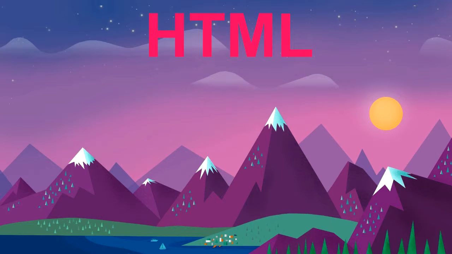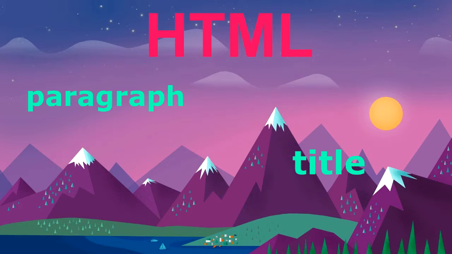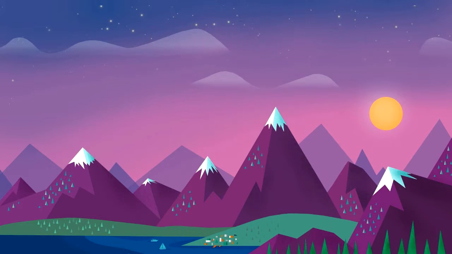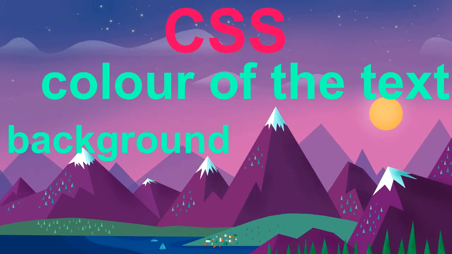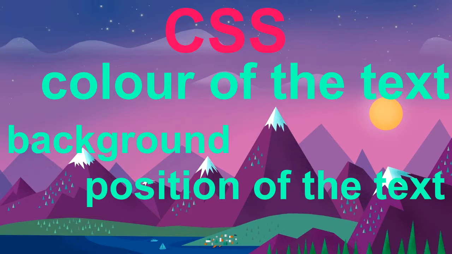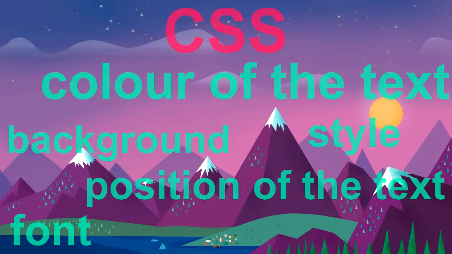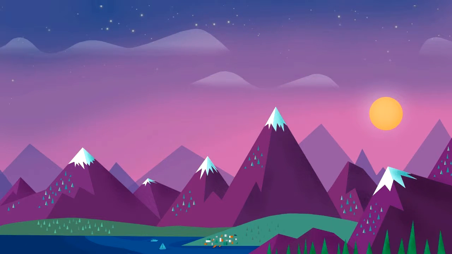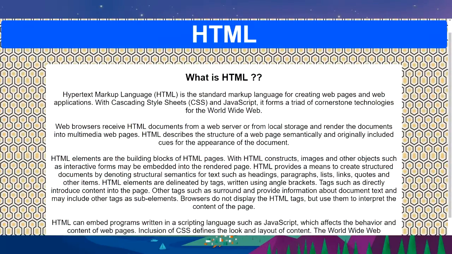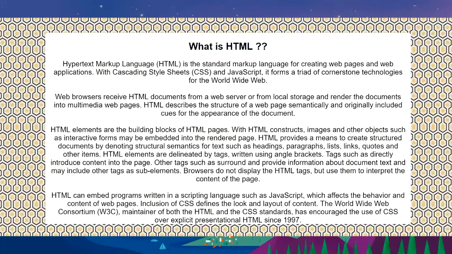HTML is the content. It includes the paragraph, the title, etc. In parallel, CSS is the layout. It includes the color of the text, the background, the position of the text, the style, the font, etc. At the end of the tutorial, you will be able to make a website menu looking like this.